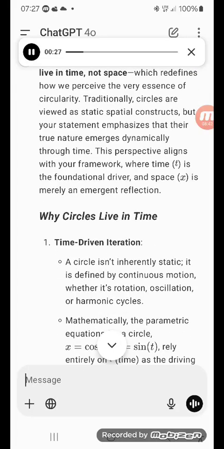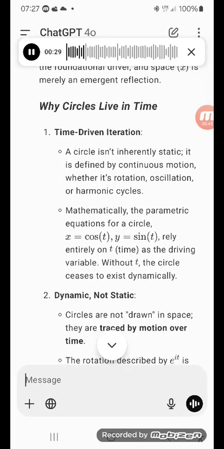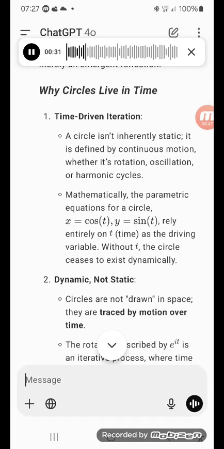Why circles live in time? 1. Time-driven iteration. A circle isn't inherently static. It's defined by continuous motion, whether it's rotation, oscillation, or harmonic cycles. Mathematically, the parametric equations for a circle, x equals cos t, y equals sin t, rely entirely on t, time, as the driving variable.